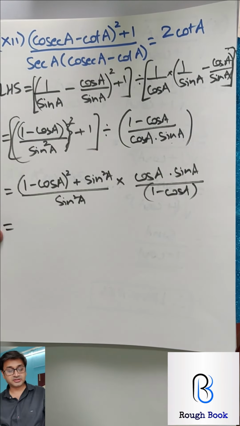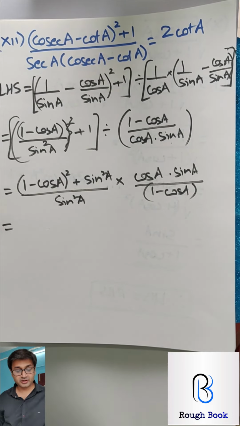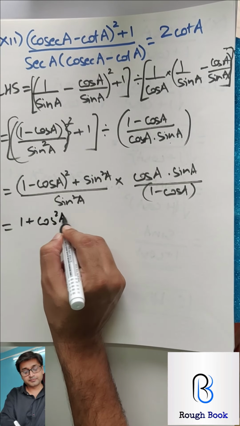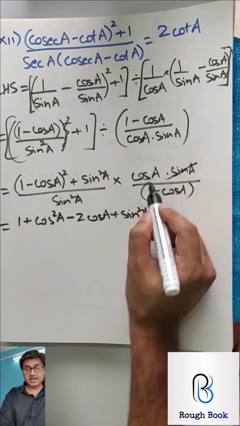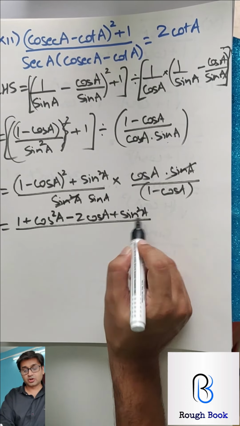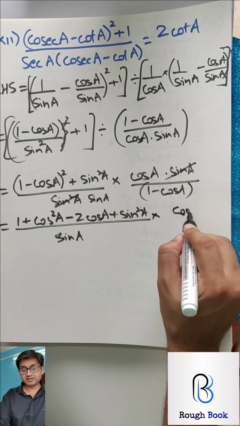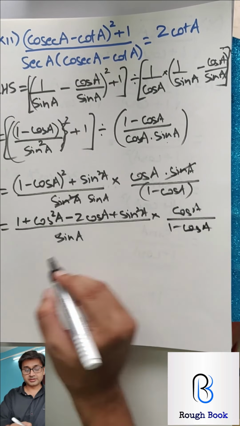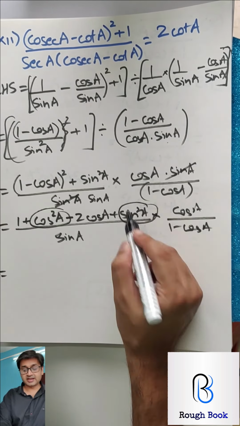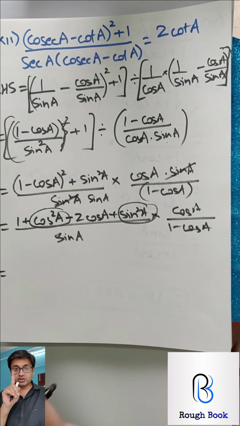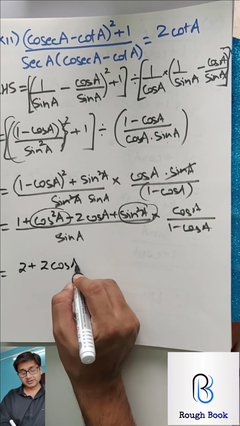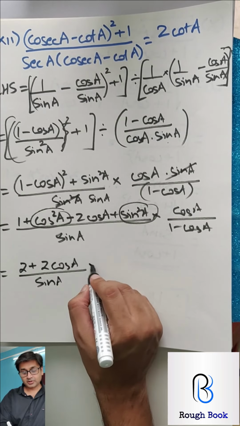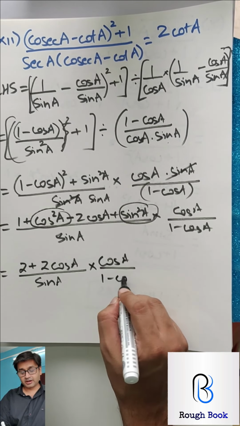Perfect. Let's open this. So I will get 1 plus cos square minus 2 cos A, plus sin square. This sin A and 1 sin A I can cancel, so upon sin A into cos A upon 1 minus cos A. Now this cos square and sin square both plus, so sin square plus cos square is 1. This 1 plus this 1 will make it 2, and 2 minus 2 cos A upon sin A into cos A upon 1 minus cos A.